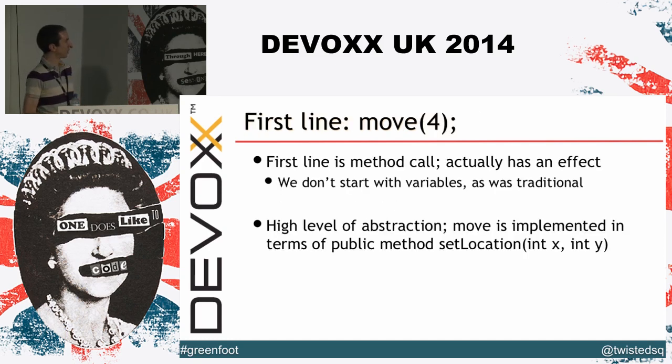So the first line of code we write is this move statement. And the nice thing about doing that is it has an effect. The very first thing you do in Greenfoot is you say move, and then you put a crab in the world, and it runs across the screen. So something happens immediately. And that's a really useful thing, a great motivator.